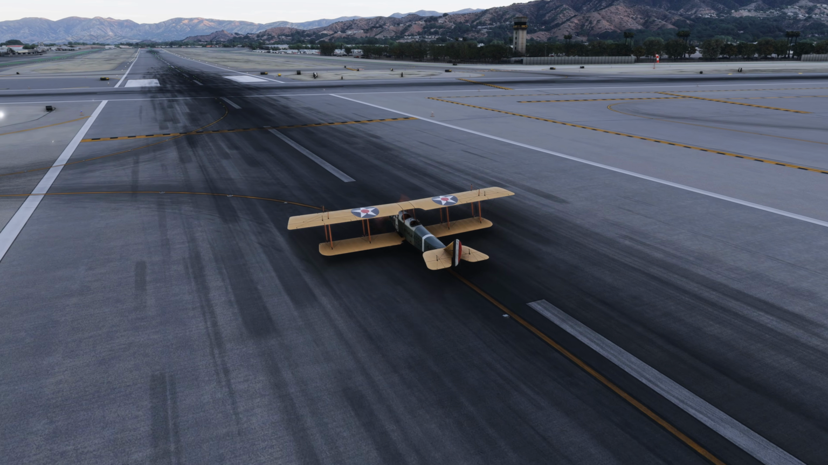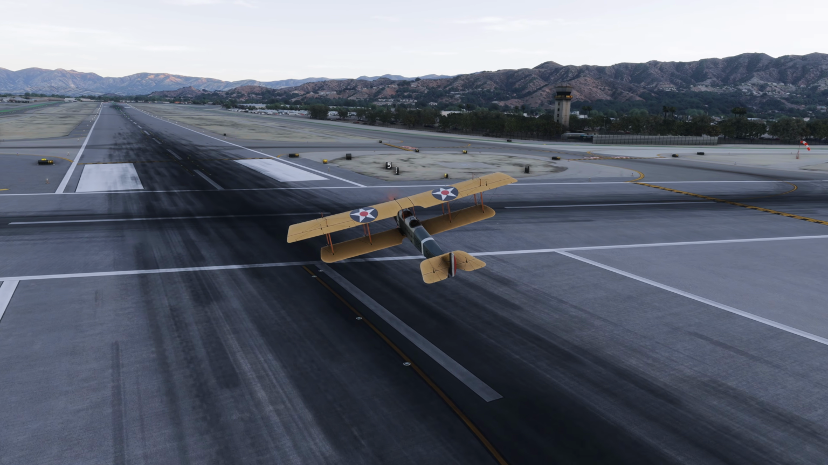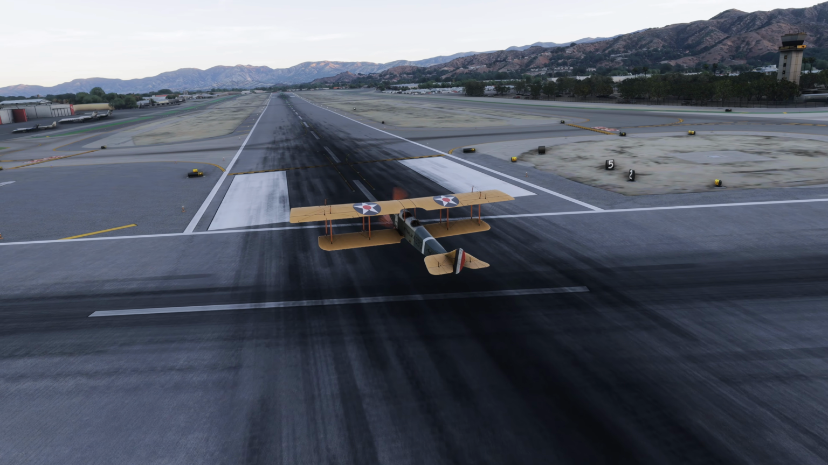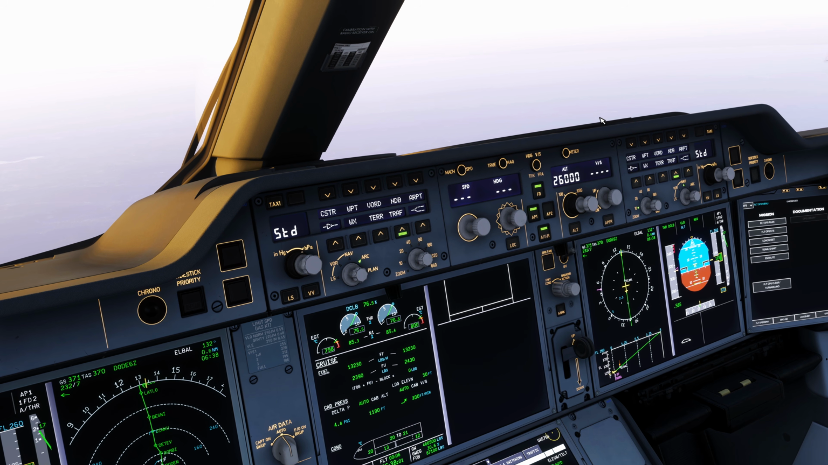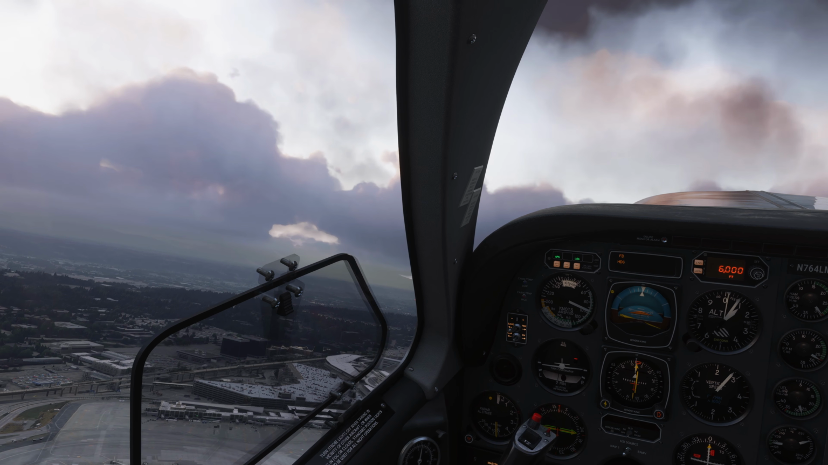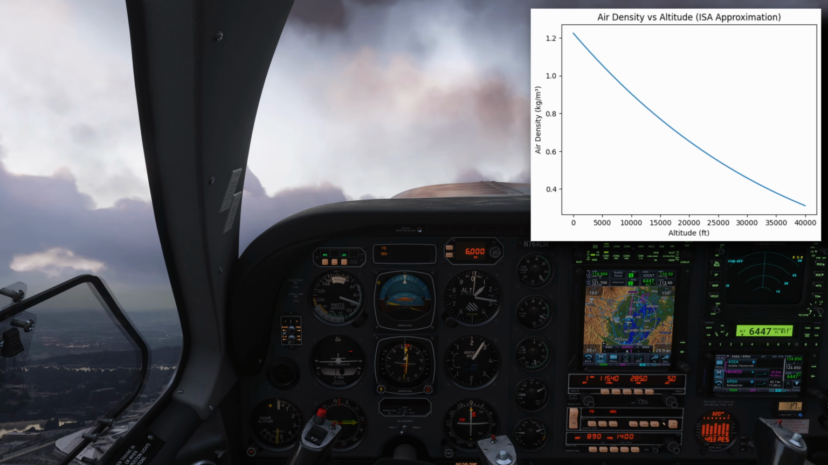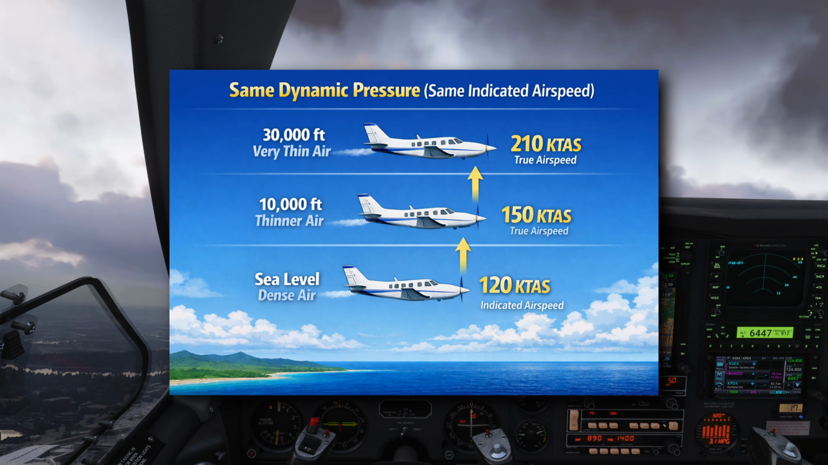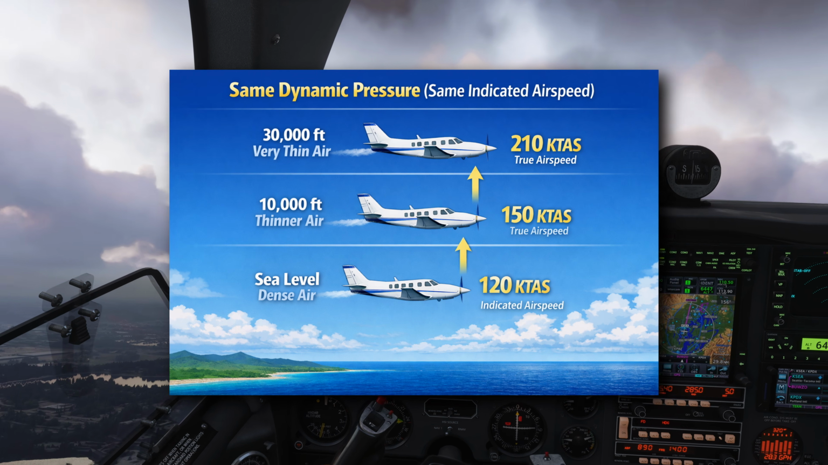But there's an important assumption built into this conversion. The airspeed indicator assumes standard sea level air density when converting dynamic pressure into speed. Now in reality, air density changes with altitude and temperature. So as you climb higher, the air becomes less dense, and that means the aircraft has to move faster through the air to generate the same dynamic pressure. Hopefully that makes sense from the equation.